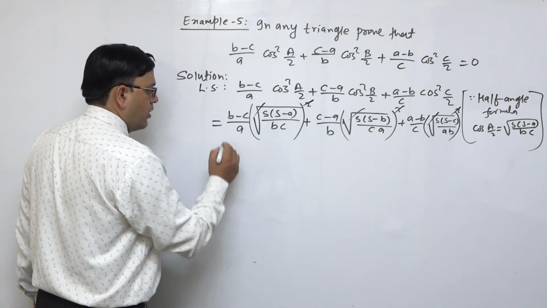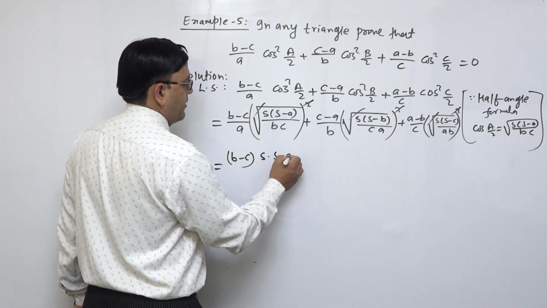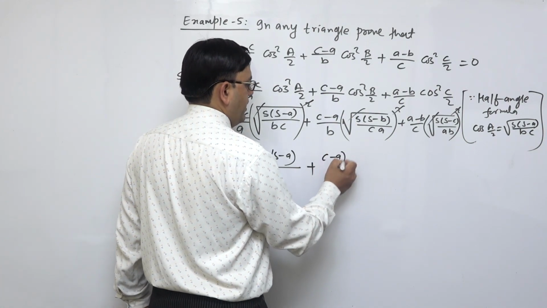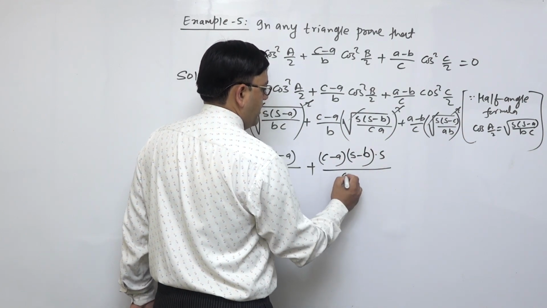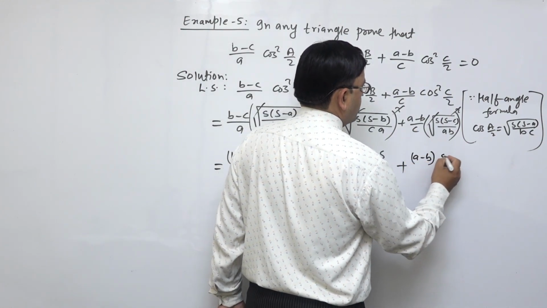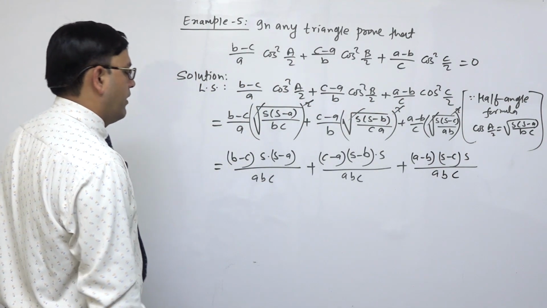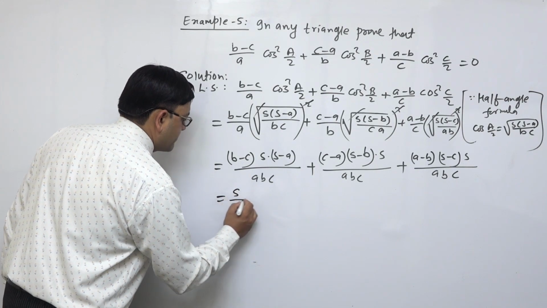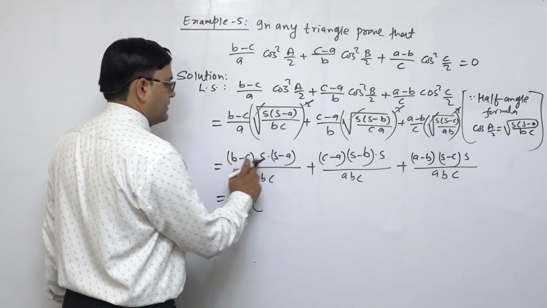Now this is equal to (b minus c) times s(s minus a) by abc, plus (c minus a) times s(s minus b) by abc, plus (a minus b) times s(s minus c) by abc. So here is abc in the denominator, and s also in the numerator. So we can take s by abc common. So let us multiply b minus c and s minus a.